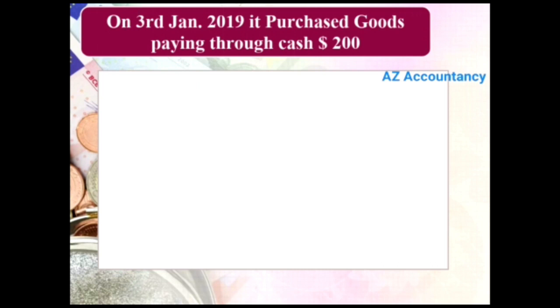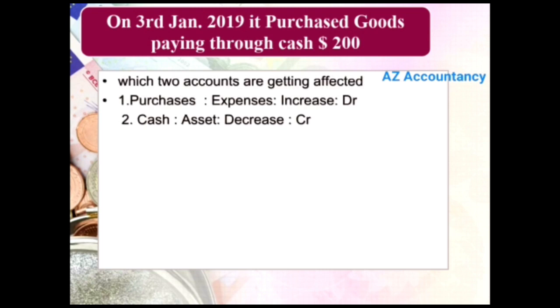Third transaction, it purchased goods paying through cash $200 on 3rd January. The difference between this transaction and previous one, in this transaction we bought goods and goods are for resale purpose, and the items which are purchased by business for resale purpose is known as purchases. So we must record it with the name of purchases. So first account which is getting identified here is purchases, and second account which is getting identified here is cash account.